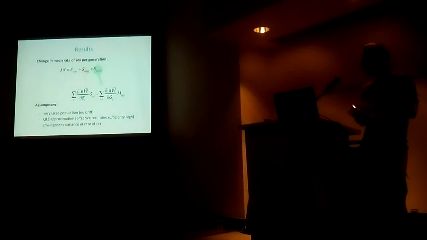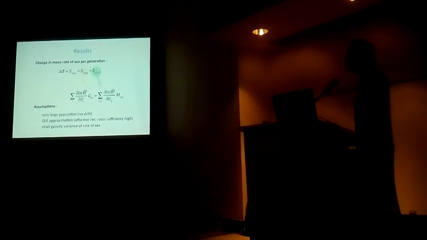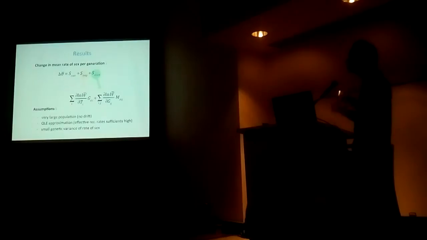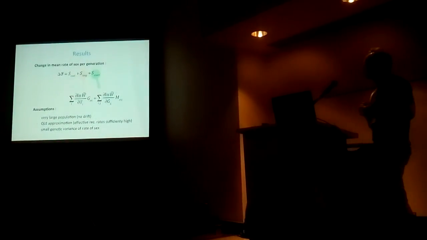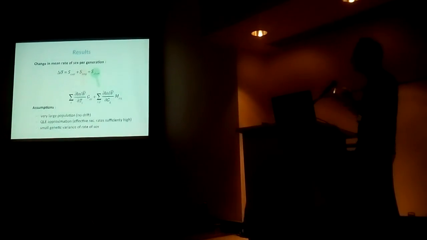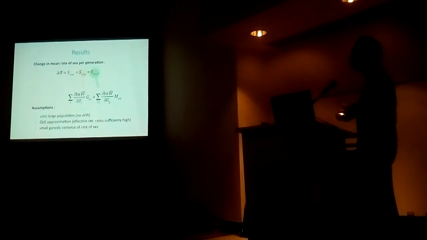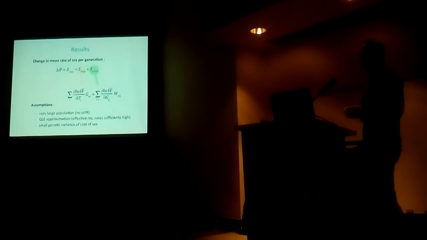So I will assume a very large population so that I can neglect the effects of genetic drift. And then I will use a QLE approximation, which means that I assume that the recombination rates between loci are sufficiently high, which means that the rate of sex in the population cannot be too low. And finally, I assume that the heritable variance in the rate of sex is small in the population.